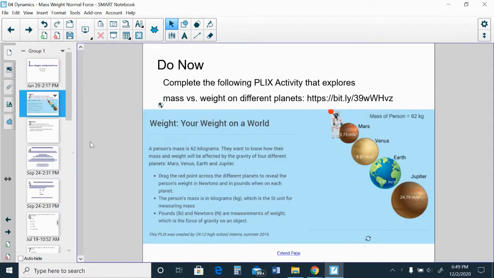As a quick do now, go to the following link when it pops up on your screen and find out what your weight would be on different worlds. A person's mass in this case is 62 kilograms. They want to know how their mass and weight will be affected by the gravity of 4 different planets: Mars, Venus, Earth, and Jupiter. All you need to do is drag the red point across the 4 different planets and make sure you're looking at what the person's weight is versus their mass.